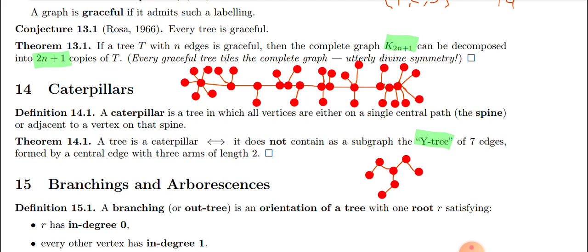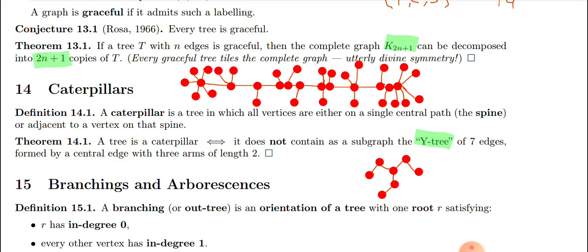A tree is a caterpillar if and only if it does not contain a specific Y-tree structure as a subgraph. Okay, describe that Y-tree structure for us clearly. The forbidden Y-tree is a central edge that has 3 arms branching off it, and each of those arms has a length of exactly 2. I see. If you find that specific structure anywhere in your graph, it breaks the caterpillar definition because the vertices at the ends of those 3 long arms can't all lie on or be adjacent to a single unifying spine path. It's the minimal possible departure from that path-like structure.